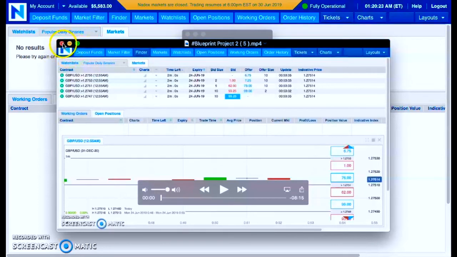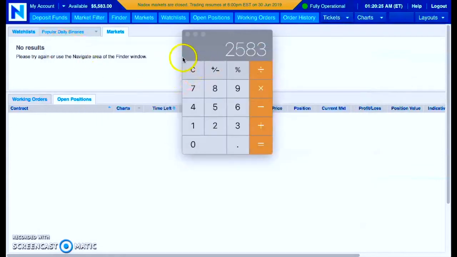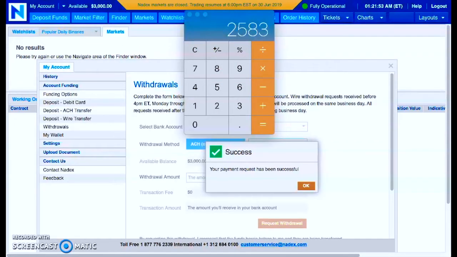Okay, so let me move this out the way. So now we have that. The 2583 is what I'm going to withdraw right now. All right, sit tight. Okay, you can see the withdrawal was made. So 2583 was withdrawn, leaving a balance of 3,000. And that's where I'm going to begin next week, at 3K. Once again, that's enough for me to trade the contract size that I'm trading at, 34 contracts. And we're just going to continue to push on through the income phase.